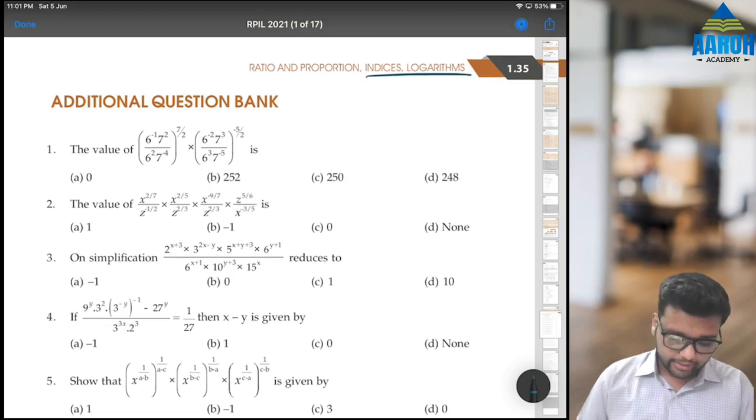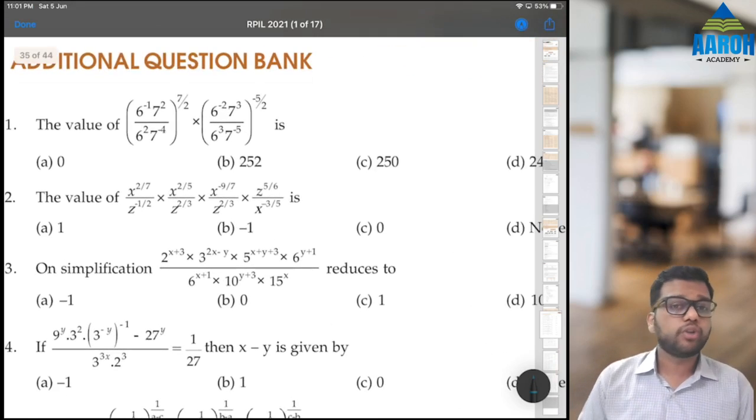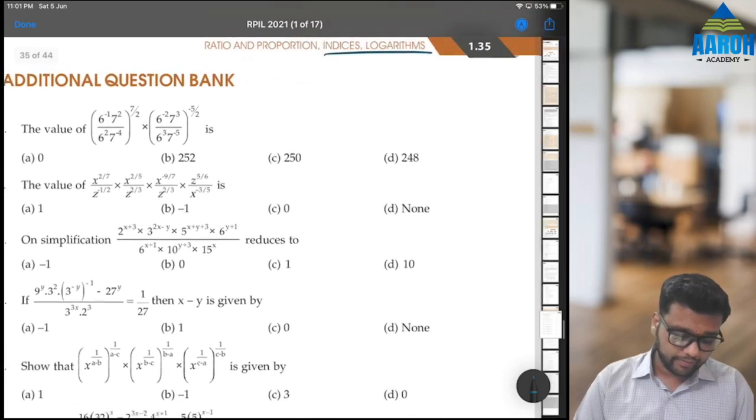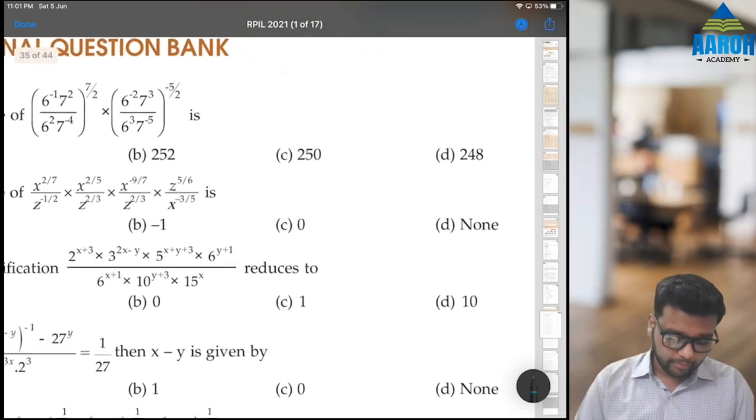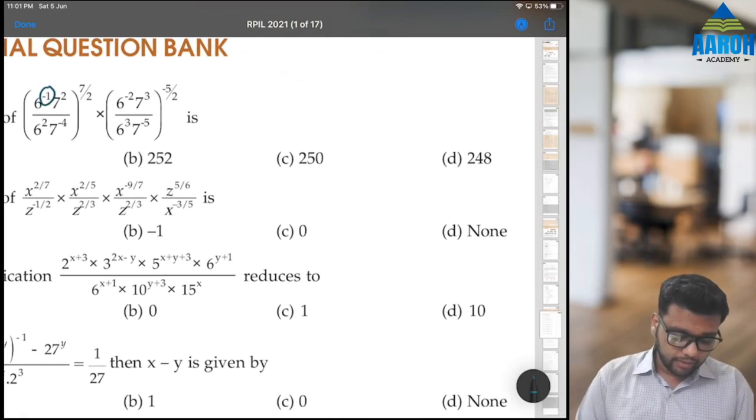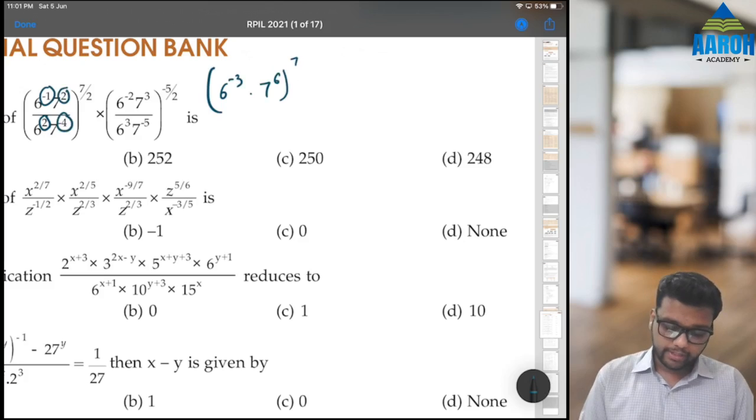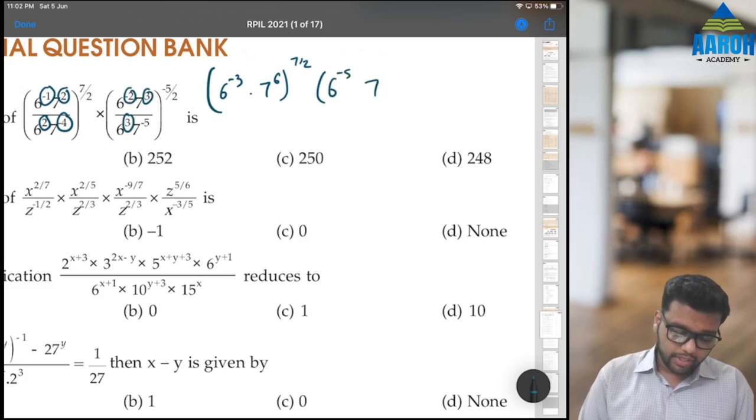So let me show you some tricks. The first question we have to solve normally. I mean that is the best way I feel. Value of this is, so let's simplify. 6 raised to minus 1 minus 2. Minus 1 minus 2 is minus 3. 7 raised to 2 minus minus 4, that is 2 plus 4, 6, whole bracket raised to 7 by 2. 6 raised to minus 2 minus 3, that is minus 5. 7 raised to 3 minus minus 5, that is 3 plus 5, 8, raised to minus 5 by 2.